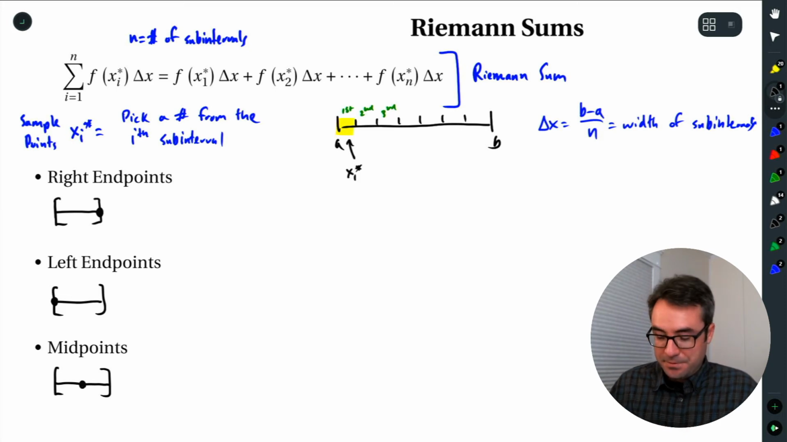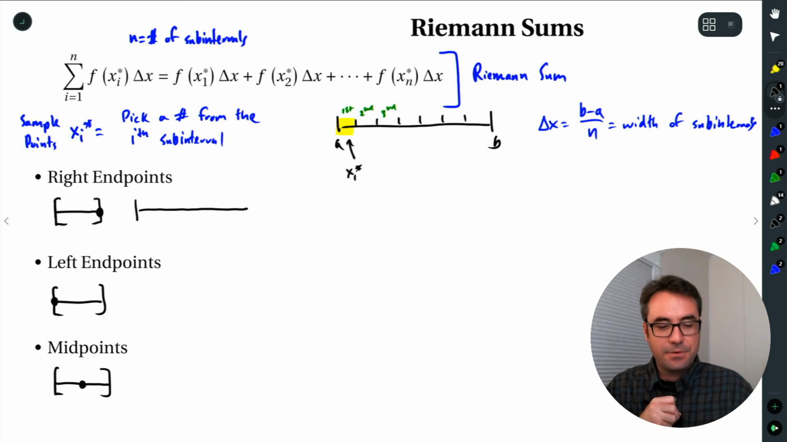So, you could, if you wanted to get crazy, pick anything inside this subinterval. But normally we want to be systematic about it. So we just consistently pick all right endpoints or all left endpoints. So how would that look?